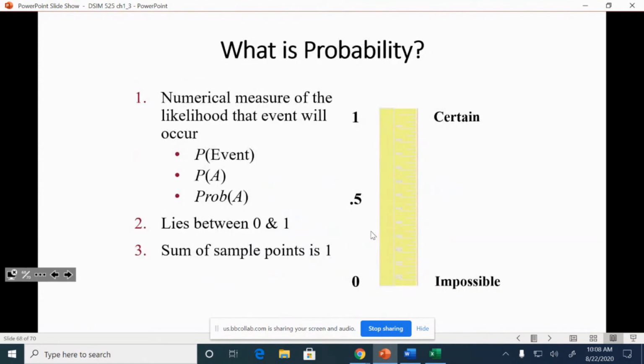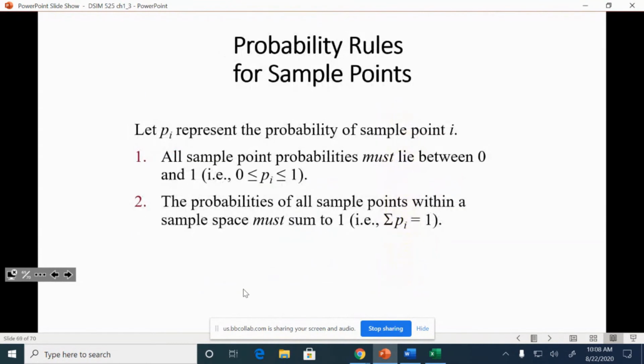So what is probability? A numerical measure of the likelihood that an event will occur. We have the probability of the event, or probability of A, or prob A, just some notation. That probability has to lie between 0 and 1. And the sum of the sample points should be 1, right? Probability rules. We let Pi represent the probability of a sample point. All sample point probabilities must lie between 0 and 1, and the probability of all the sample points within a sample space must sum to 1.